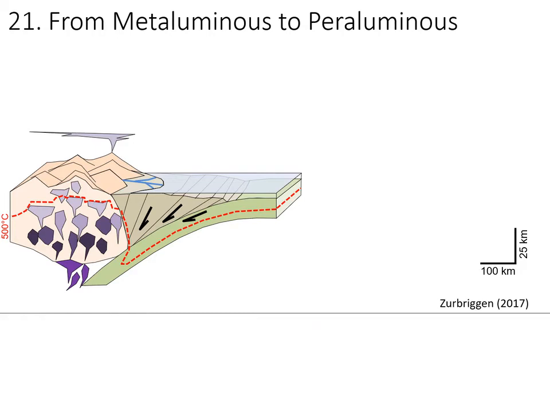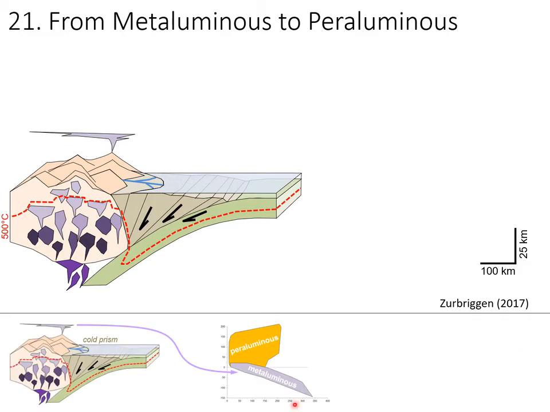To summarize, I again start with the Andean setting, where we have a metaluminous arc, a continental arc, related to the subduction of an oceanic plate, and we have a small and cold accretionary prism. And when we do a chemical analysis of these granitoids, we see the composition of a metaluminous sequence in an AB diagram of Debon and Le Fort.